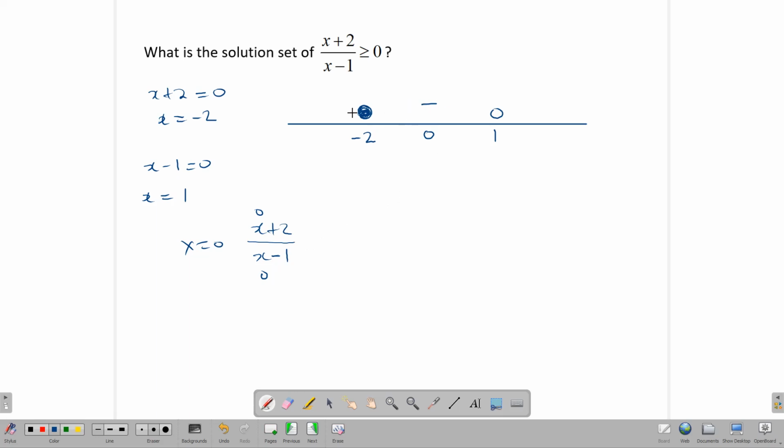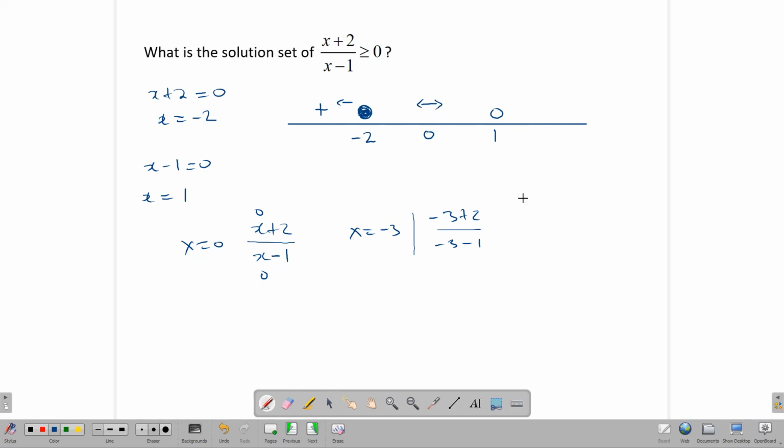And looking at this region over here, if x is equal to, let's say, -3, then -3 plus 2 over -3 minus 1. This is going to be negative. This is going to be negative. Negative divided by negative is a positive. So this section of the number line is going to be positive. Going that way is going to be positive. In this section here is going to be negative.